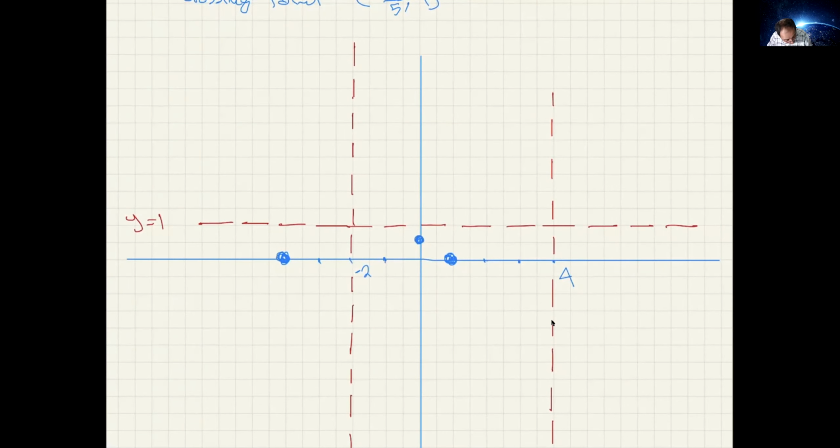Let's plot this point as well. -4/5 is a little below 1, so it must be here. Okay. All right.